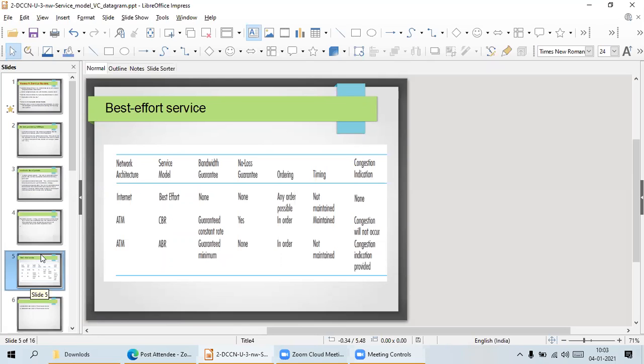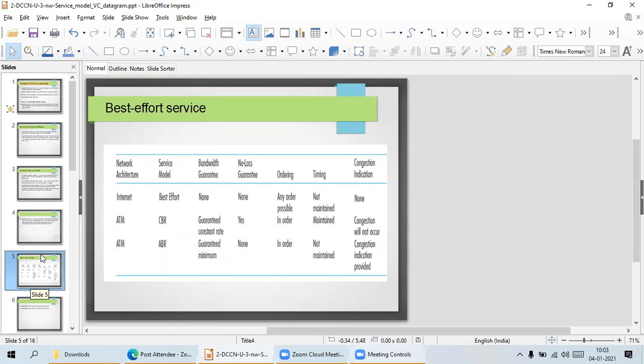Best effort service, internet architecture. Next, ordering. In this, any order is possible. We are not following any ordering. The sender and the receiver have to handle it on their own. That means the sequencing of the packets will be taken care of by the sender and receiver, not by the best effort service network layer. Any order is possible; it does not depend on staying in the same order. Now timing: it also does not maintain timing.